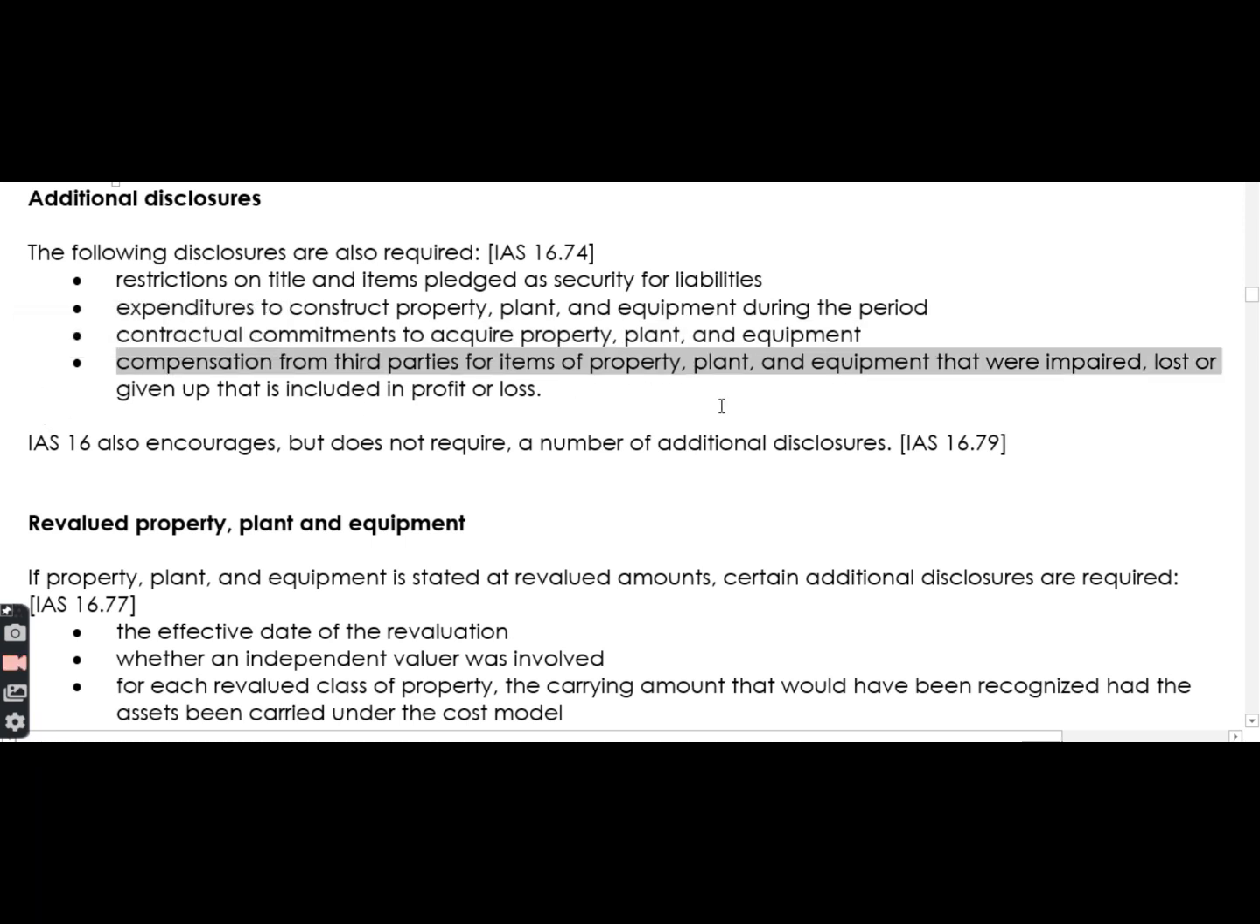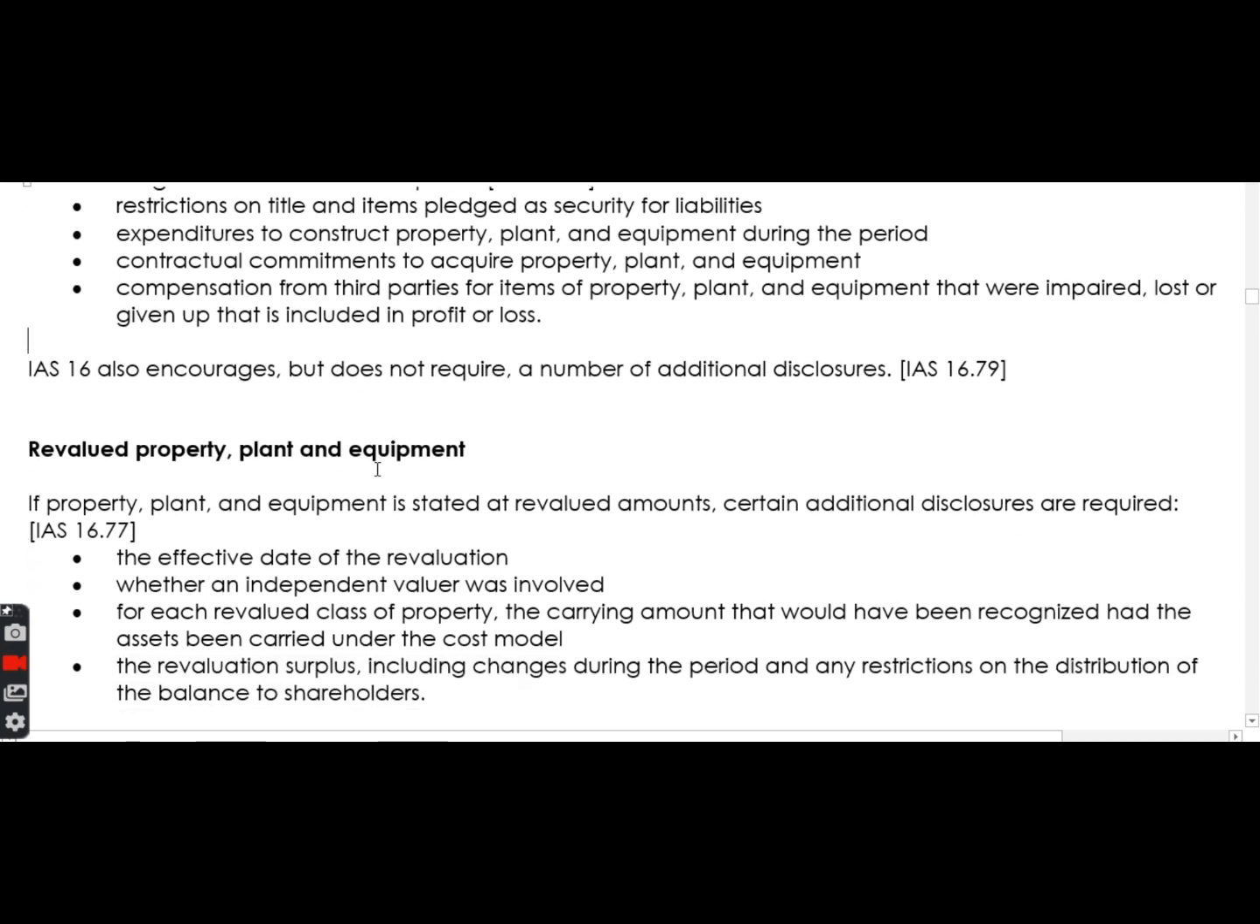Compensation from third parties for items of property, plant, and equipment that were impaired, lost, or given up. Okay, that is included in profit or loss. So basically, most of the time, this will be talking about the insurance that is covering your assets. Okay, because generally, although it is not going to be offset, it is still going to be recognized so that we know whether the losses are actual sustained losses or if these are artificial losses that are covered by insurance.